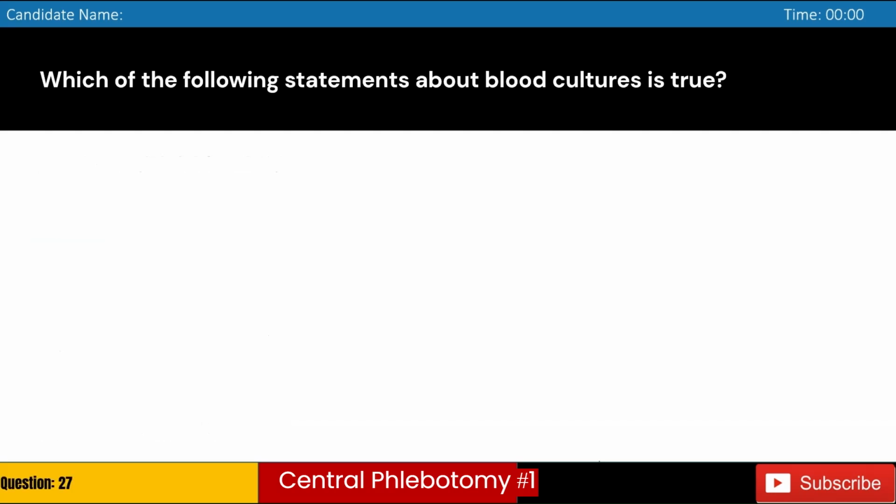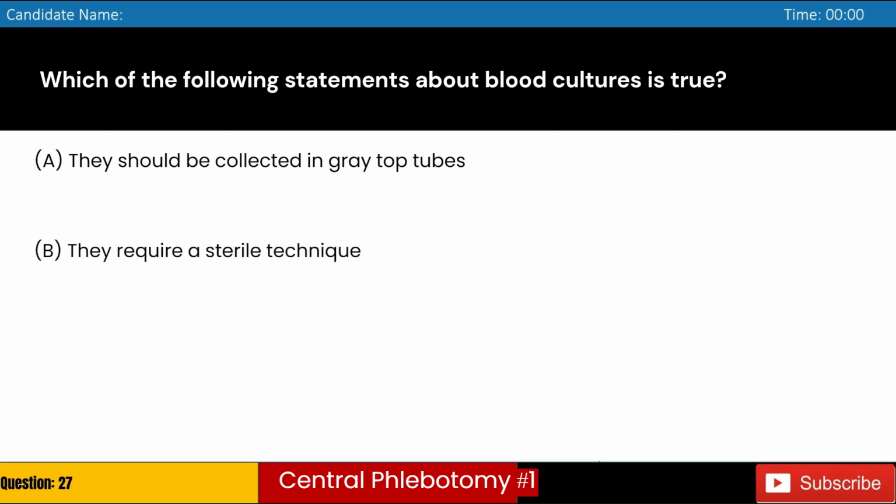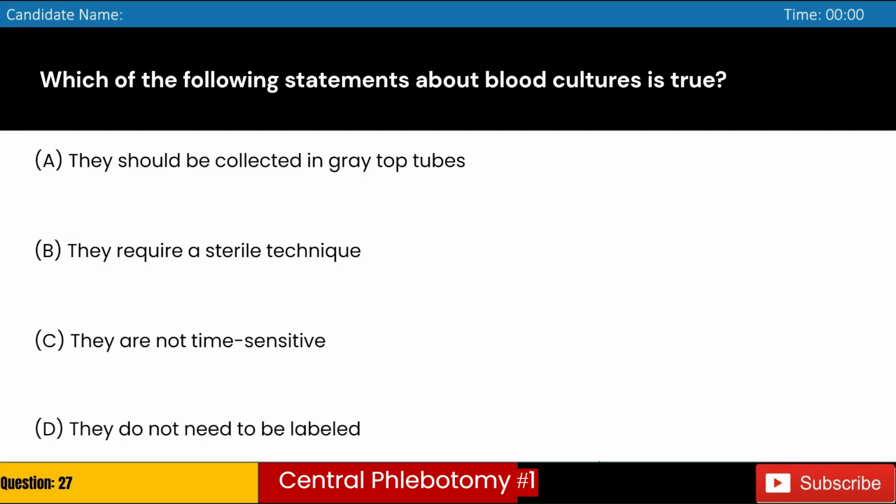Which of the following statements about blood cultures is true? A. They should be collected in gray top tubes. B. They require a sterile technique. C. They are not time sensitive. D. They do not need to be labeled. Answer B. Blood cultures require a sterile technique to avoid contamination.